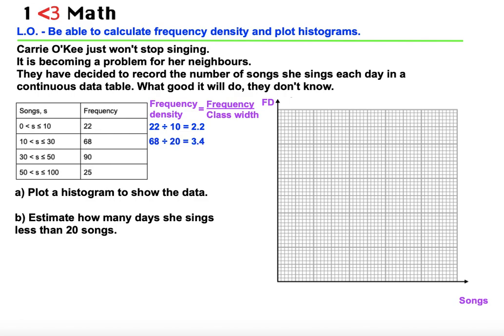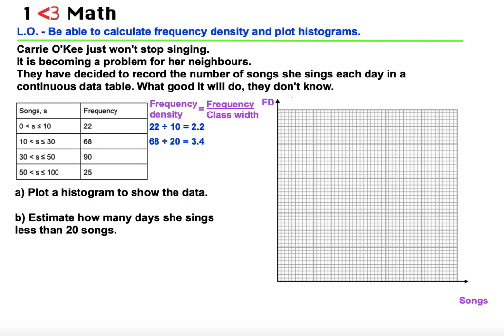The next frequency is 68. Now this time, because the class interval goes from 10 to 30, the class width is 20. So we're doing 68 divided by 20, which is 3.4. So be mindful of the class widths changing.